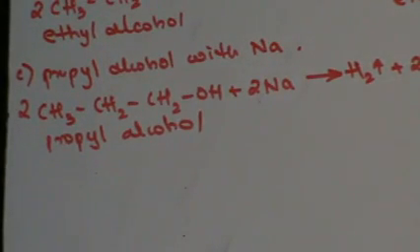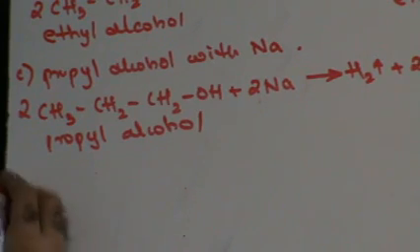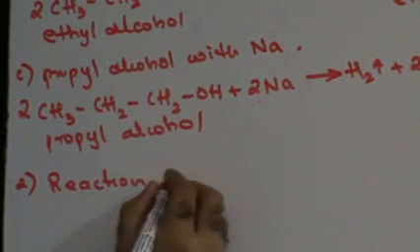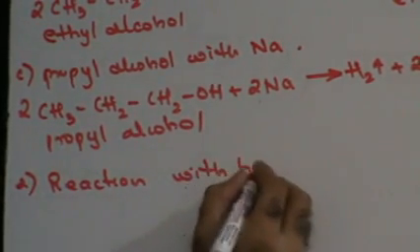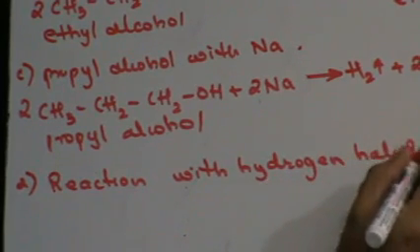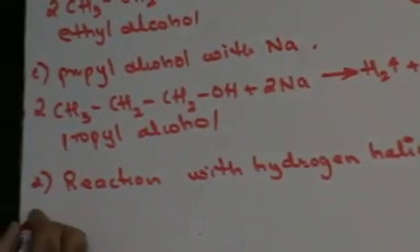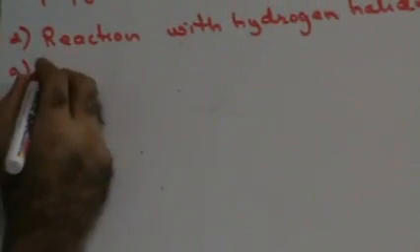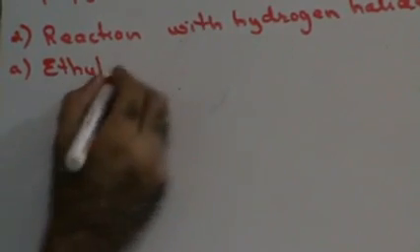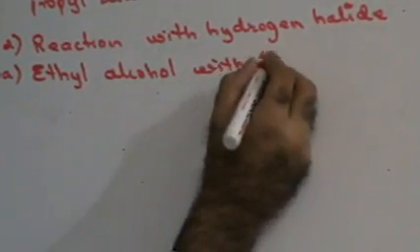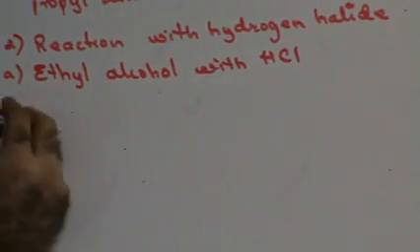Next, let us see the reaction with hydrogen halide. Second reaction, with hydrogen halide. Let's see the reaction with hydrogen halide. What happens when ethyl alcohol reacts with hydrochloric acid? Ethyl alcohol with hydrochloric acid.